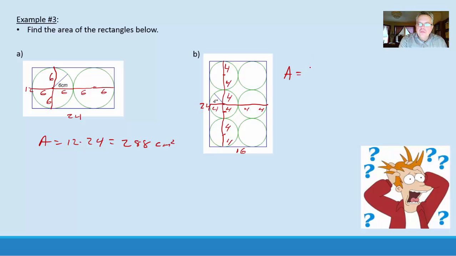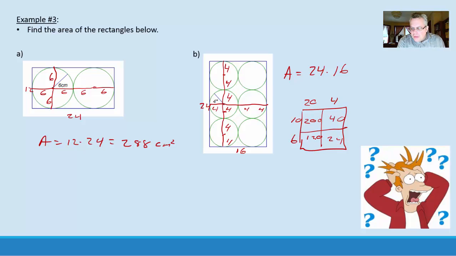So area equals 24 times 16. I'm too lazy to get my calculator, so I'll work this out with the box method, just for fun. 24 is 20 plus 4, and 16 is 10 plus 6. You don't have to do this. So this would be 200, this would be 40, this would be 120, and this would be 24. So 200 and 120 is 320, plus 40 is 360, plus 24, I get 384.